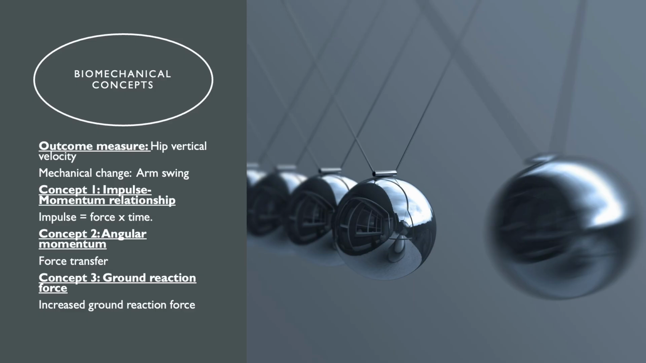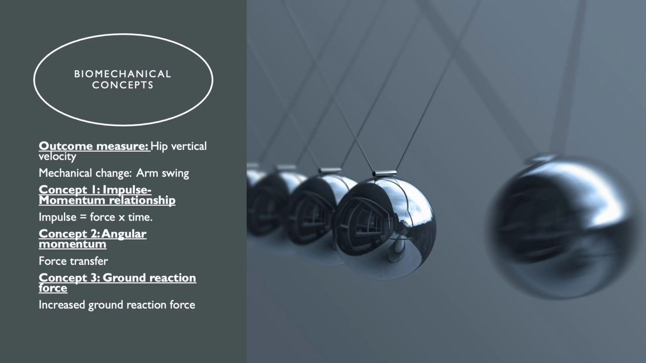Biomechanical concepts. The results reflected that the vertical velocity of the counter movement jump is greatly influenced by the exaggerated arm swing within the movement. The counter movement jump is influenced by certain biomechanical concepts, such as the impulse and momentum relationship, angular velocity, and ground reaction force. The exaggerated arm swing enhances these biomechanical concepts to produce a greater vertical velocity.